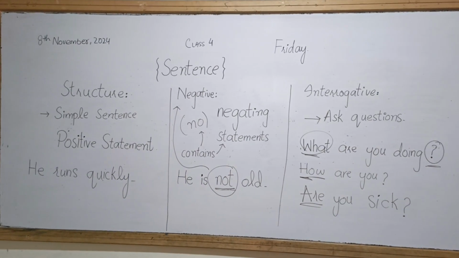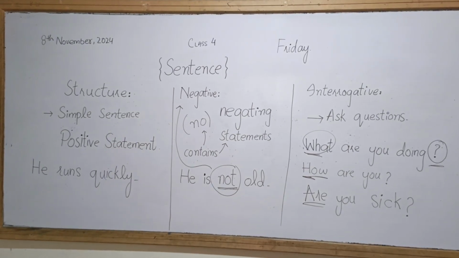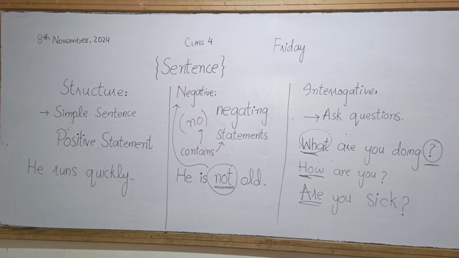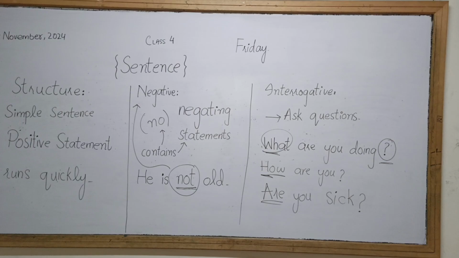As you know, what we have read today is the definition of a sentence. Then we took an example, then we moved towards the predicate, and then we saw the structure. We learned the structure of the sentences. The first one was the simple sentence that contains a positive statement, and the example is on the board. The second one is the negative sentence, and it contains no or any kind of negating statement, and the example is on the board. And third we have interrogative sentences, and the example is on the board. It asks questions and you can see it very clearly.